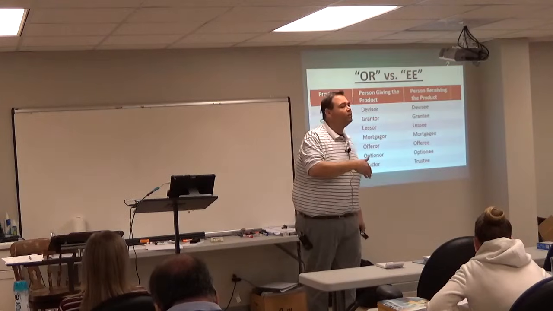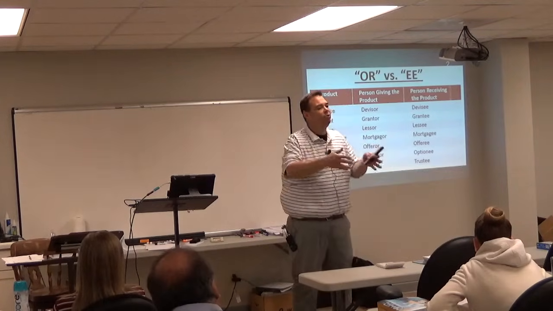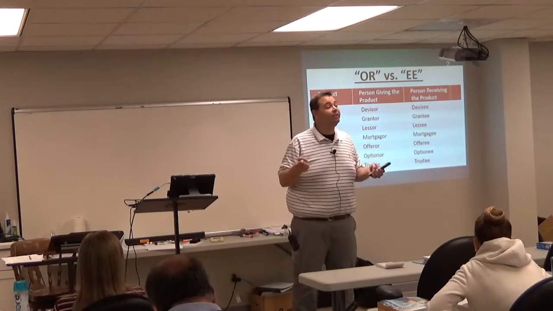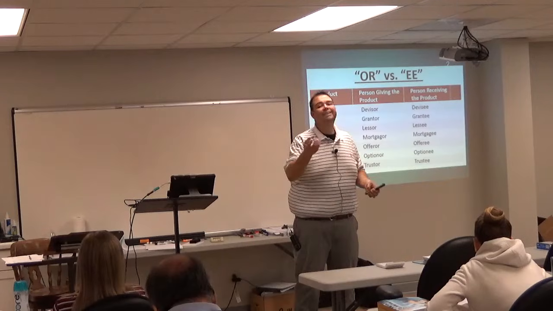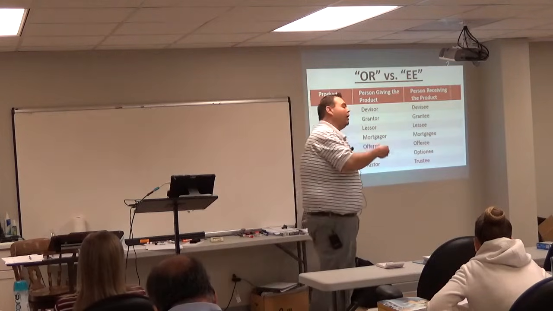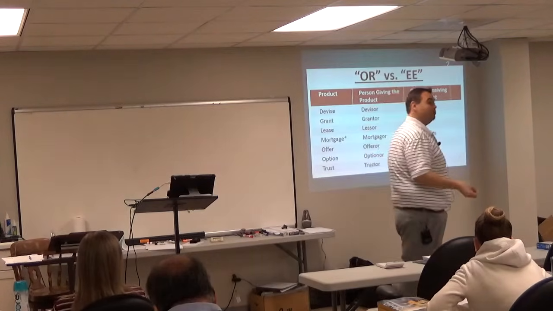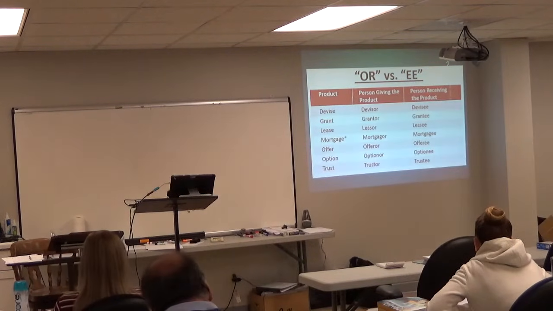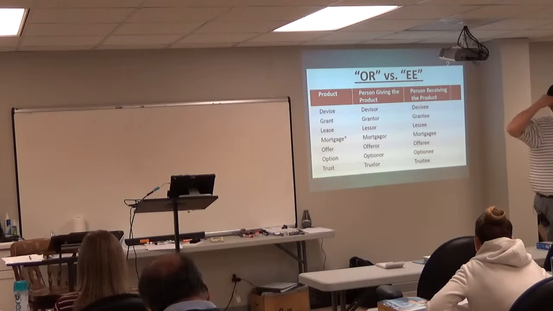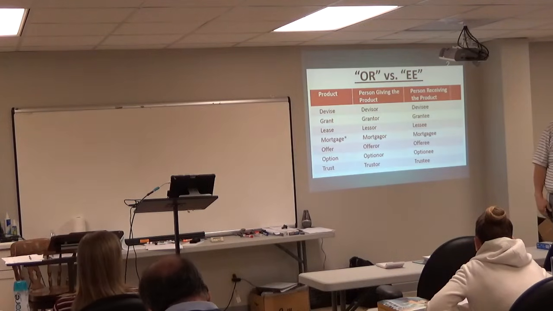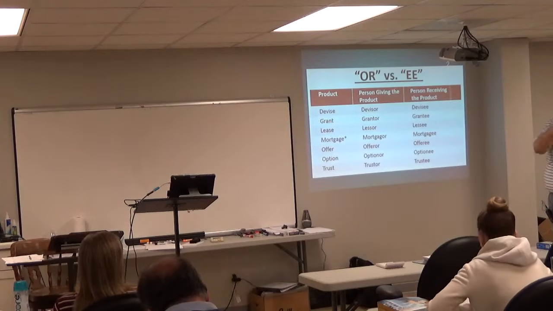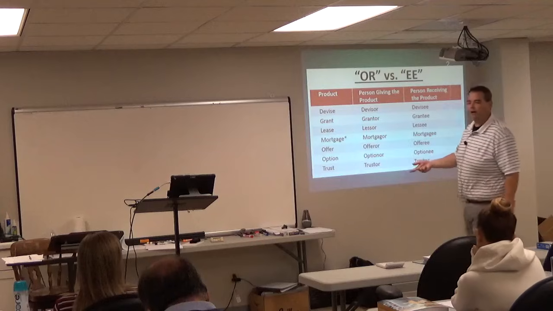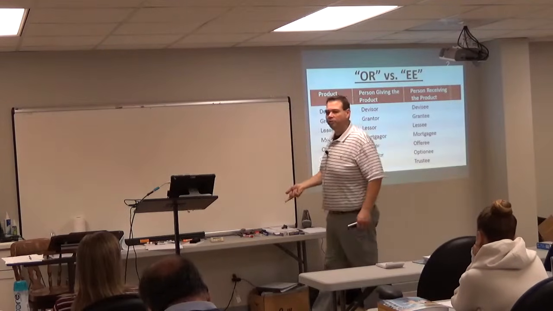The grantor is the person who is making the grant or giving the grant. The person receiving it is the grantee. A grantor is a person who's transferring ownership. You're going to hear me use that word a lot. So in a buyer-seller situation, who is the grantor? Who would be transferring ownership to the other person? Is it the buyer transferring ownership to the seller, or the seller transferring ownership to the buyer? The seller transferring ownership to the buyer.